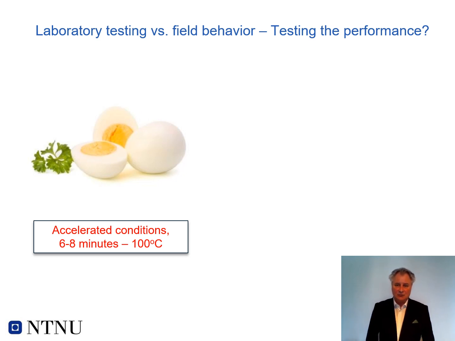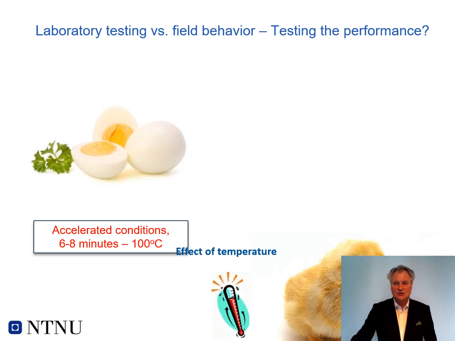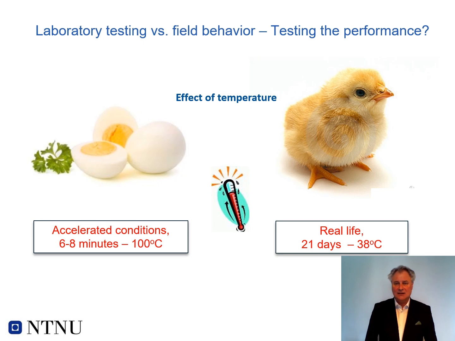If you have accelerated conditions, just as an example, take this egg and put it in accelerated conditions, 100 degrees. After 6 to 8 minutes, you will get a boiled egg. If you take the same egg and put it in more realistic exposure conditions at 38 degrees, you will get a chicken after 28 days. So the effect of the temperature is quite important to realize when we are comparing what we got in the laboratory compared to what we got in the field.